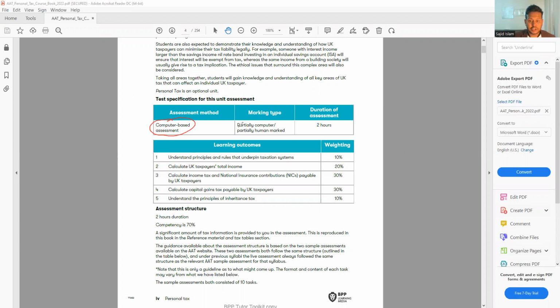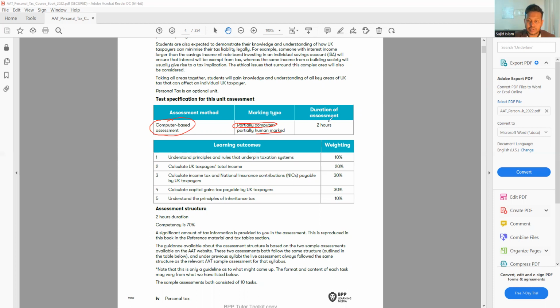Then we have marking type, partially computed. So basically the mark given by the computer is the mark for answers that contain numbers. For example, if you made a calculation and there are numbers there, it will be marked by the computer. But if the question asks you to write something or give an explanation, then it will be marked by a human. The examiner will read that and give you the mark. So any numbering question will be marked by the computer, but a writing or explanation question will be marked by a human.